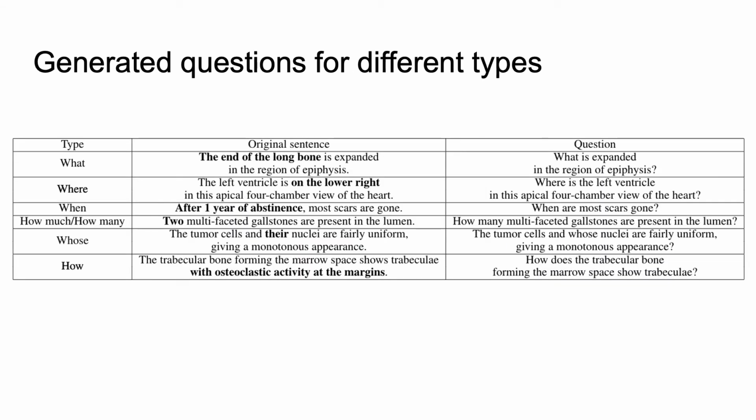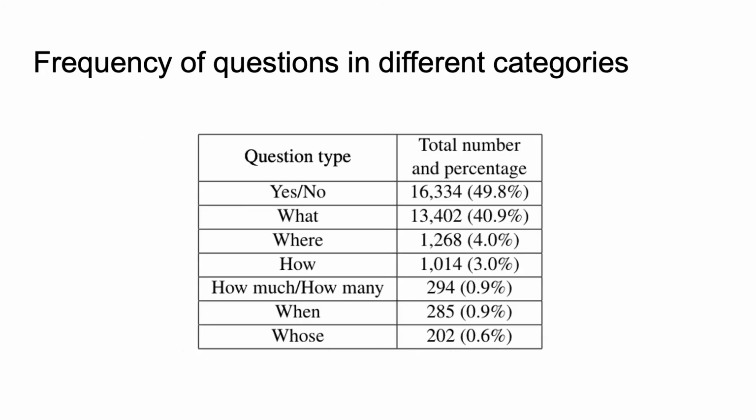Here are some examples of each type of questions in our dataset and their original sentences that we use to generate those questions. Our dataset finally contains open-ended questions belonging to types of what, where, when, whose, how much, how many, and yes/no questions. This table shows the number of questions and the percentage of each category in our dataset.